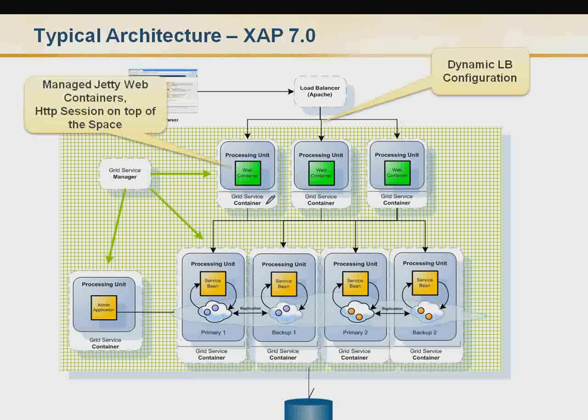The next bit of the architecture is, of course, the web container. GigaSpaces, since version 6.6, uses the Jetty web container to host web applications. The difference between this web container and the ordinary Jetty distribution is that it's really a managed instance of Jetty, which means that it enjoys all the benefits of the SLA-driven environment and can be scaled dynamically and managed by the grid service manager.